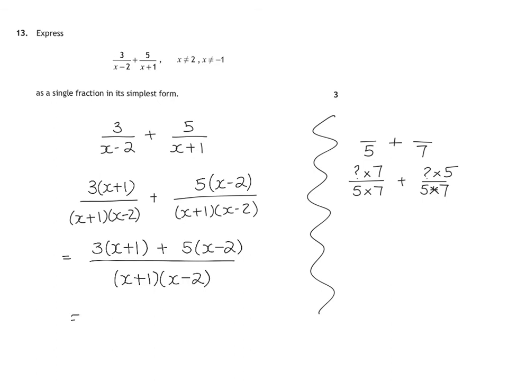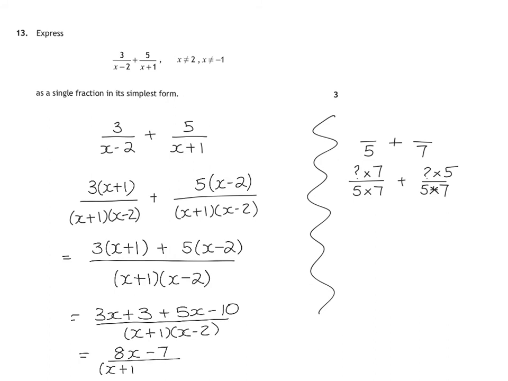So we then, on our numerators, multiply our brackets and collect our terms. So we're going to get 3x plus 3, plus 5x minus 10, all over x plus 1, x minus 2. So if we sort out our numerators, we're going to end up with 8x minus 7 on the top, and then x plus 1, x minus 2 on the bottom.